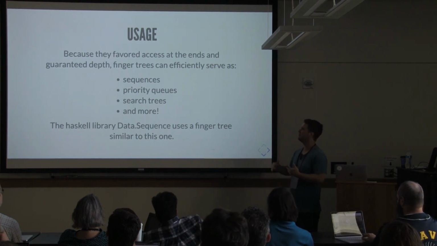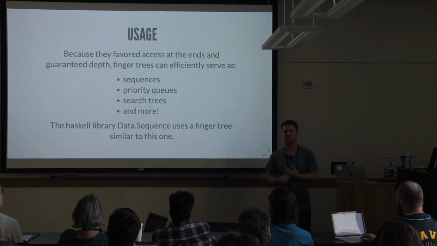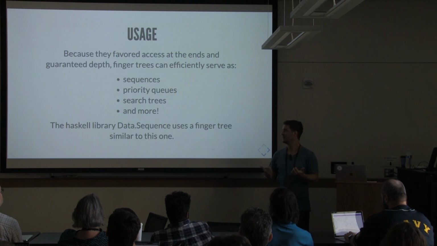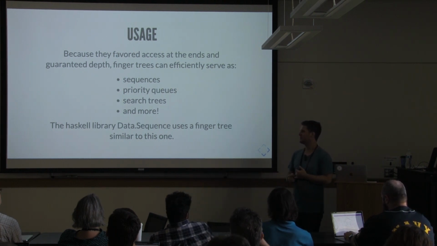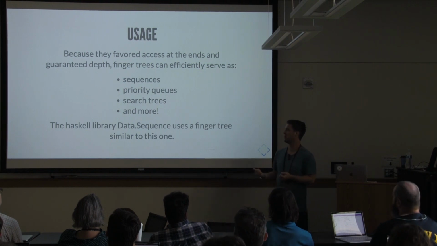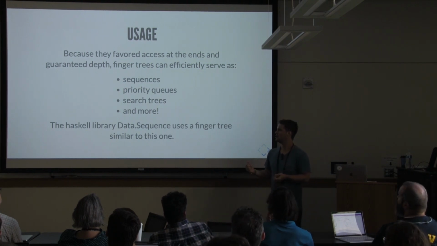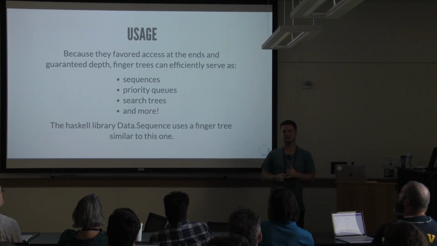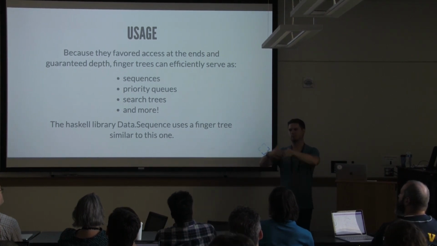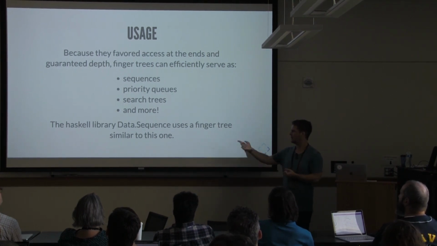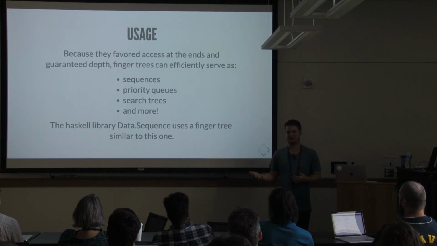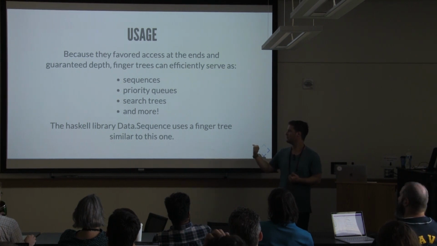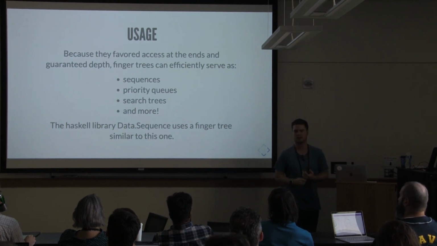But it turns out that by doing this, you can make a functional data structure that has O(1) access to both ends. Random access is really efficient. You can still use it as a search tree. It makes a really good priority queue. Generally, it wouldn't be used directly, but someone would build a structure on top of it. And Haskell has a library called data.sequence that is a random access sequence that uses a very similar finger tree underneath.